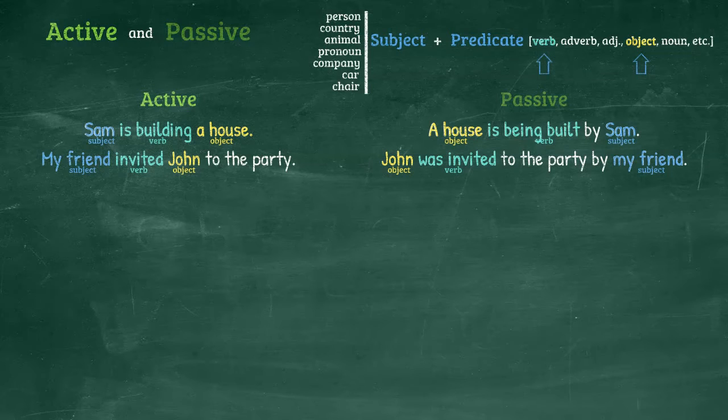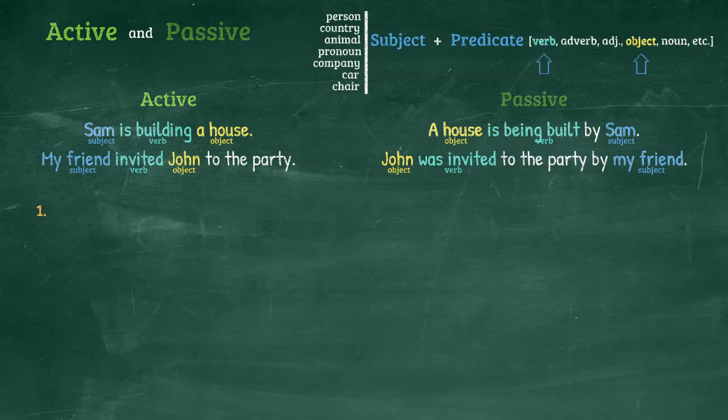But you might be thinking, why would I need to begin a sentence with the object? Why would I say John was invited to the party by my friend if I can say my friend invited John to the party? Well, there are a few reasons.